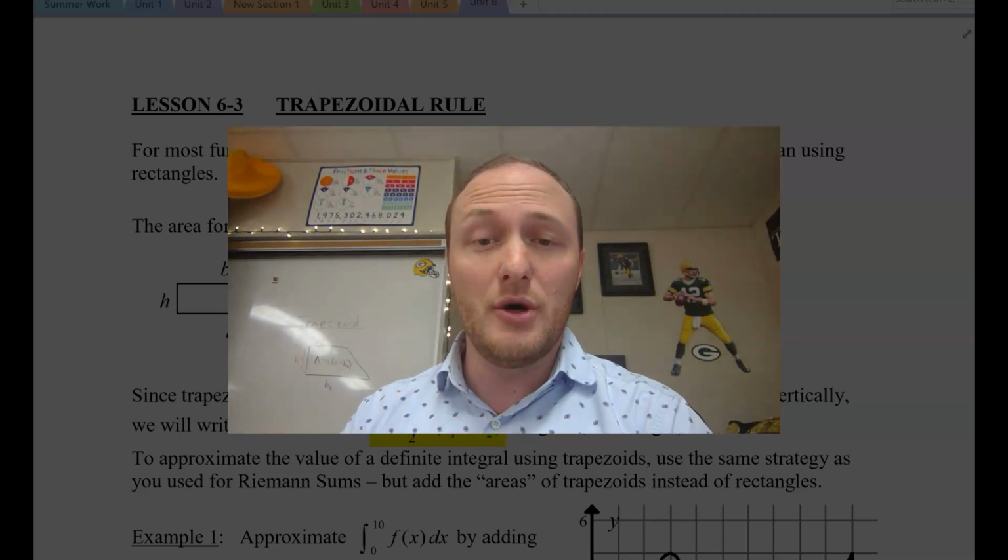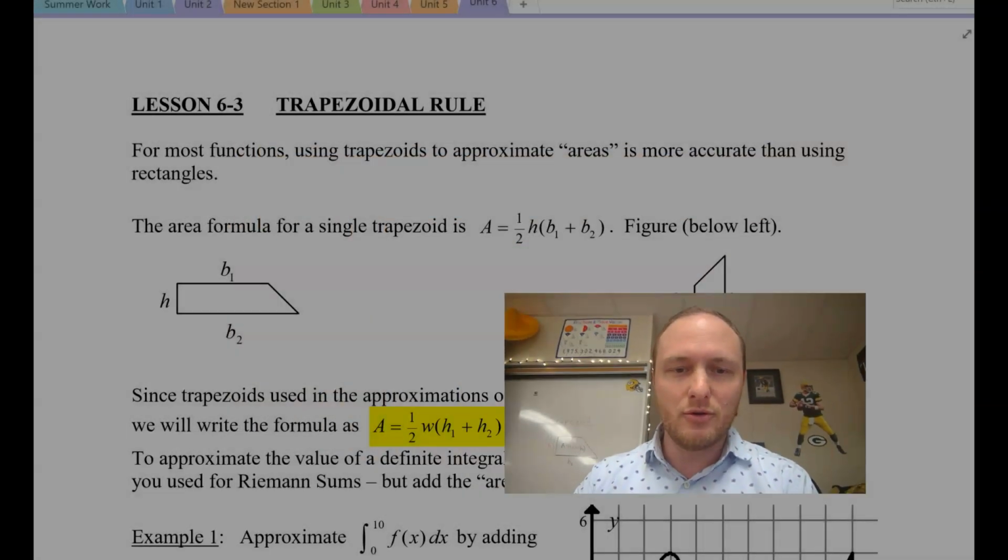of Calculus. All right, so without further ado, let's go ahead and learn about the trapezoidal rule.